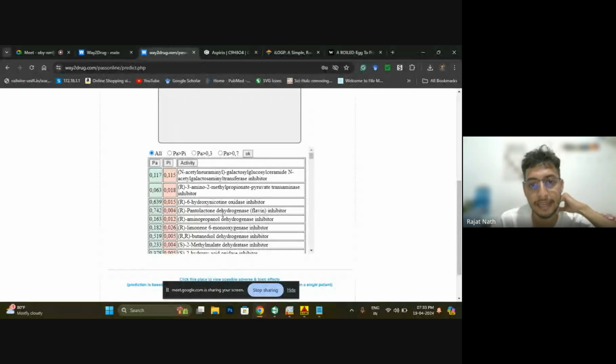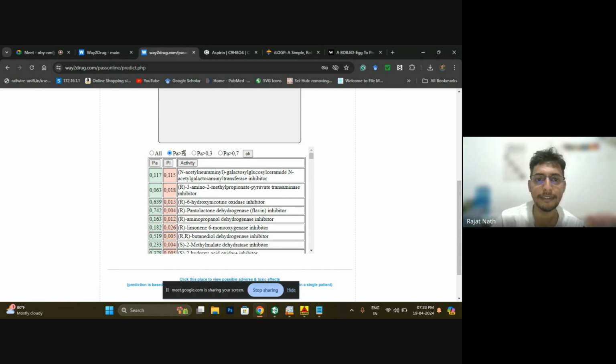So how can we select the activity? If PI is greater than PA, that means this activity will not be shown by this compound, because the probability of inactivity is higher than the probability of activity. That means this compound will not show the activity. So we can filter the results by requiring the probability of activity to be greater than the probability of inactivity.